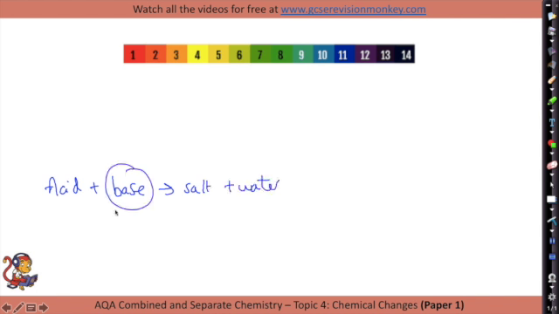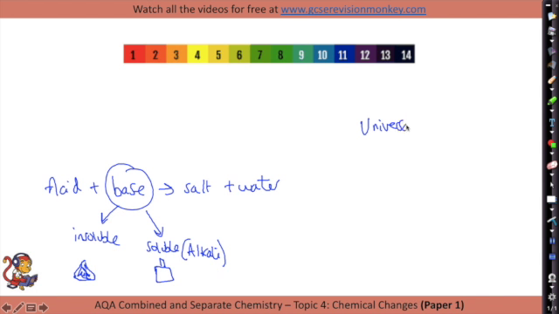Now this base can either be insoluble, so something like calcium oxide where you'd have a powder that you'd add to your acid, or it can be soluble, something like sodium hydroxide, where you would have a liquid or a solution that you react with the acid. And soluble bases have another very special name called alkali. So if you see an alkali reacting with an acid, you know that that is a soluble base or a solution that you're using.